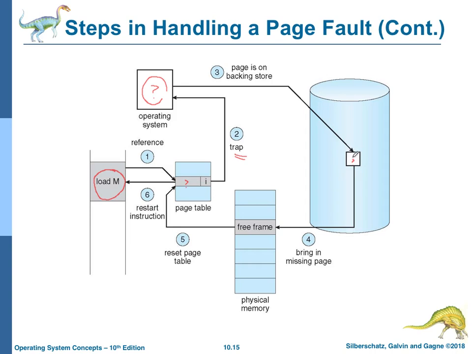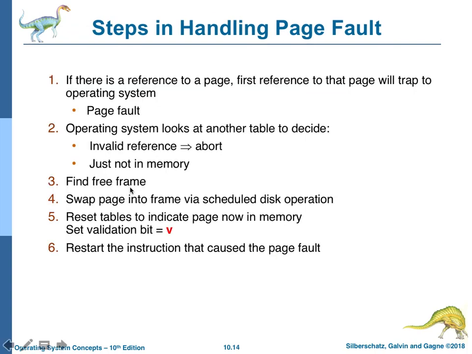When it finds the aim page, it will bring that page into the free frame location. And once it is available in the free frame location, the fifth step is to update the entry in the table and reset the table, and then restart the instruction from where we left off. So this is the entire process with 6 steps: 1, 2, 3, 4, 5, 6.